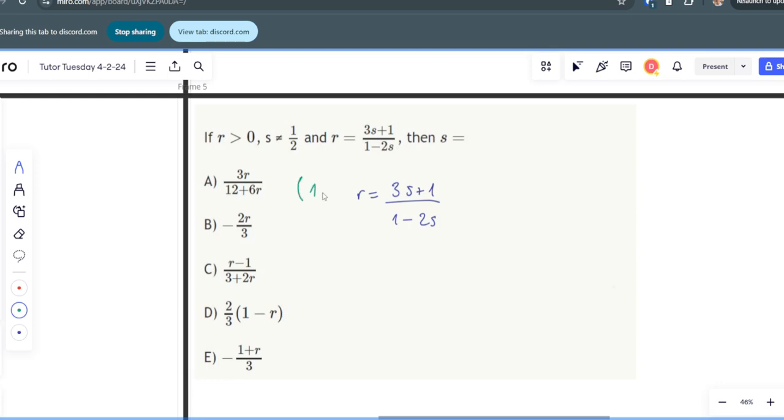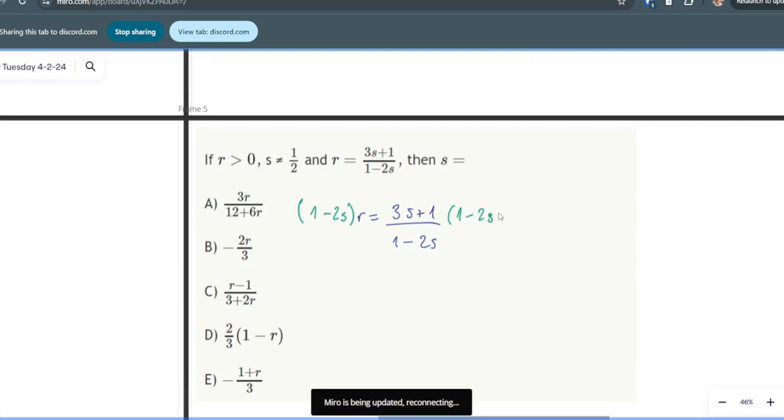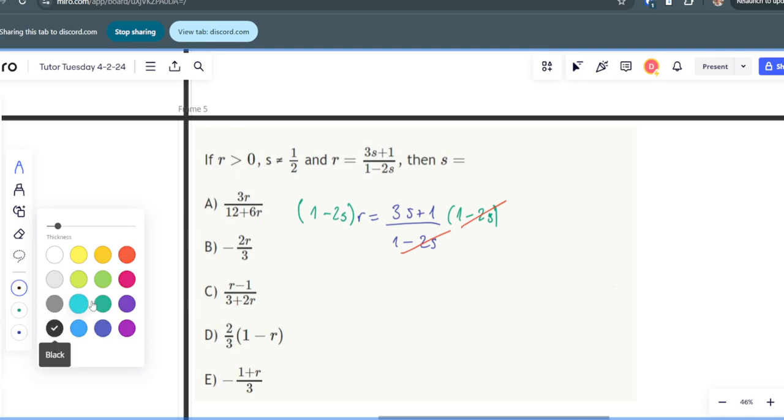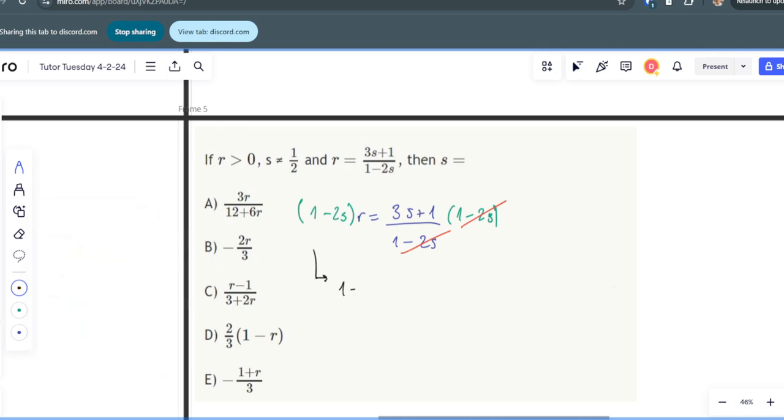What I would do is just multiply both sides by 1 minus 2s to get rid of the denominator here. So that would cancel out this. We'd end up getting, and we can expand this one out as well, r minus 2rs is equal to 3s plus 1. We're trying to solve everything for s, so I'm going to try to move anything that has an s onto one side, and everything that doesn't onto the other side. So the plus 1, I'm going to move to the other side, and the 2rs I'm going to move to the other side.